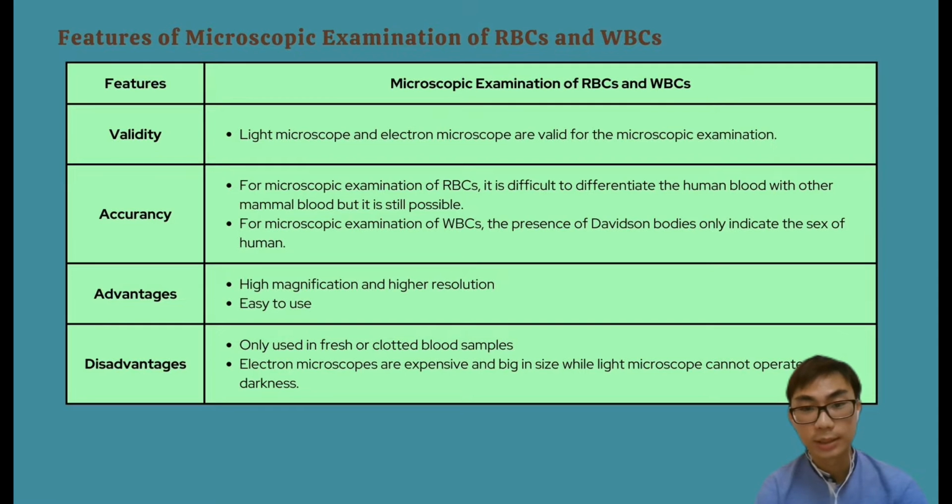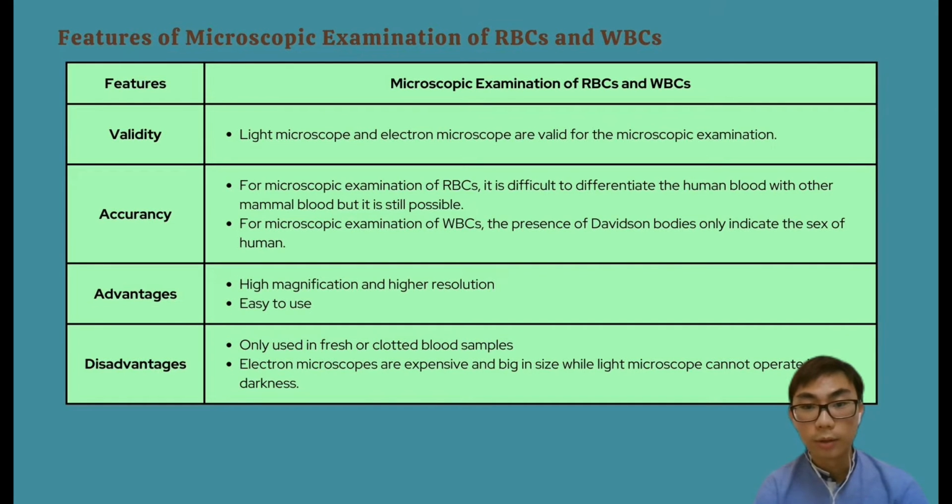Next, accuracy. For microscopic examination of red blood cells, it's difficult to differentiate human blood from other mammalian blood, but it's still possible. As we know, human red blood cells have a fixed diameter and a fixed thickness compared to other mammalian blood. So we can differentiate based on this point.